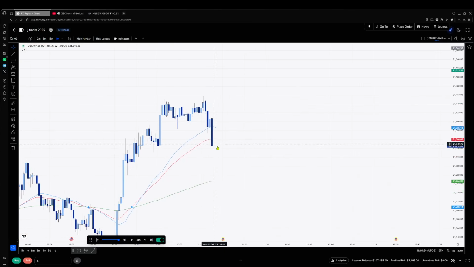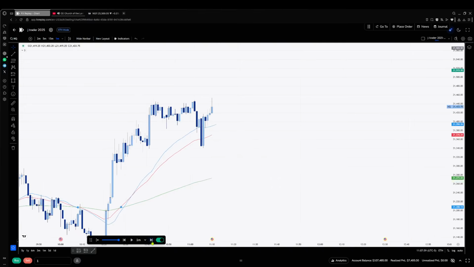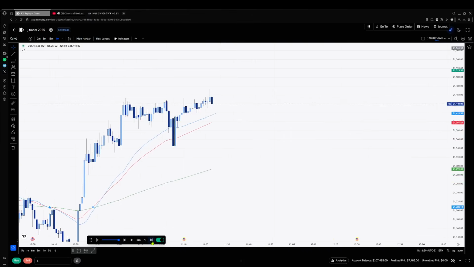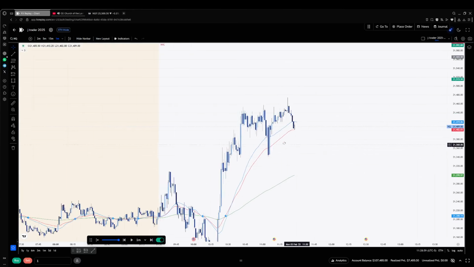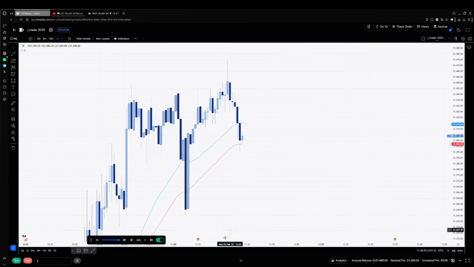We get a touch, right? Maybe we get an imbalance there. There's no imbalance. It immediately flipped. I'm not taking this one. It was kind of a TP, but I don't like that kind of setup. Let's see here.